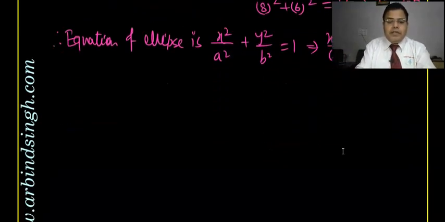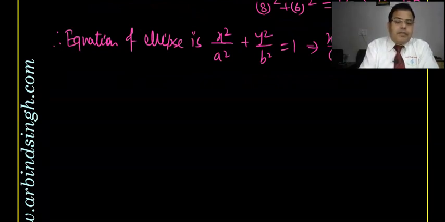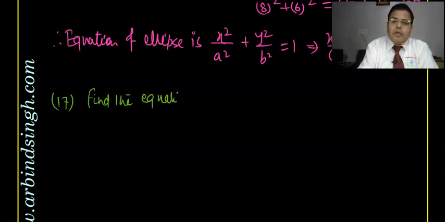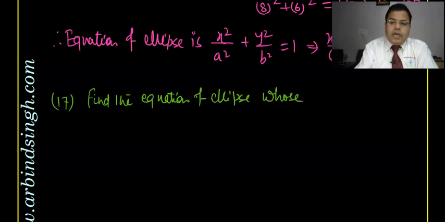Now the next question is question number 17. Find the equation of the ellipse whose foci are plus minus 3 comma 0 and a is equal to 4, given.